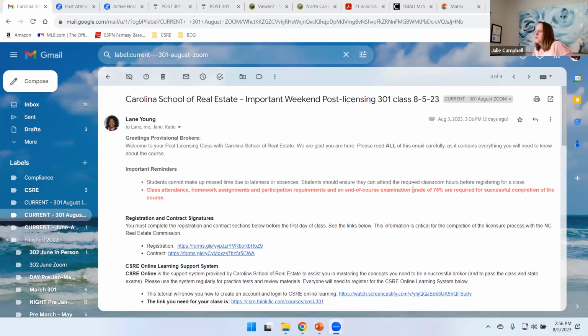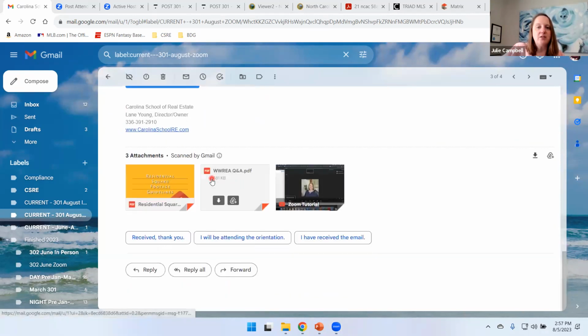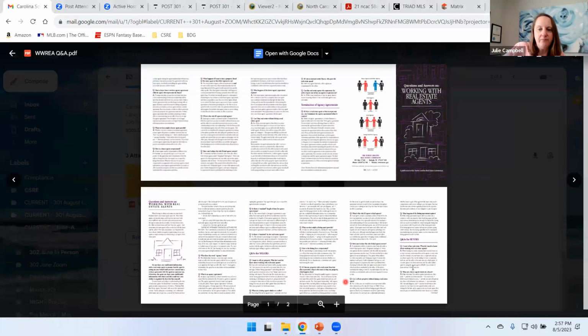So one answer I always had for my newbies was to be familiar with the forms. Because if you're familiar with the forms, then it'll help put words in your mouth. These tools that we provide help us do our job, but they also help formulate what we're going to say. So if we go back to the email we got from Lane at the beginning with the class information, one of the attachments is the WWREA Q&A brochure.